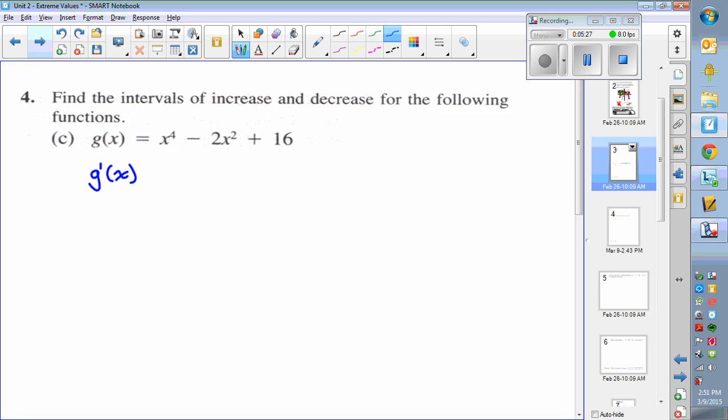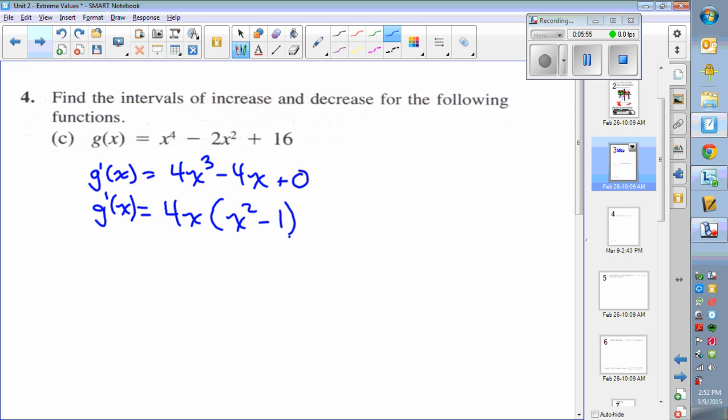So if this is your first time doing derivatives, you need to check out some of my derivative videos because I'm just going to jump in like you know what you're doing. So the derivative of this function is 4x cubed minus 4x, and then, of course, derivative of 16 is 0. So your derivative, 4x cubed minus 4x, I'll take a common factor out. You get 4x onto x squared minus 1. That's my derivative.